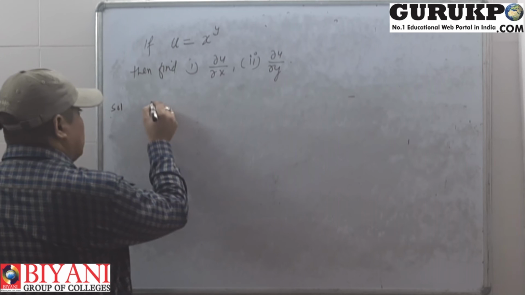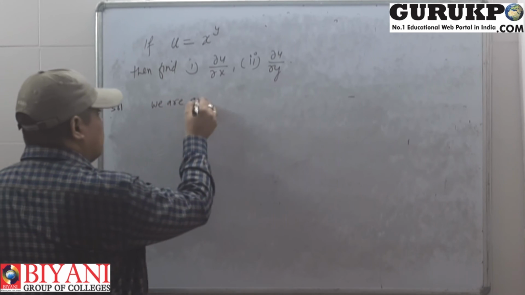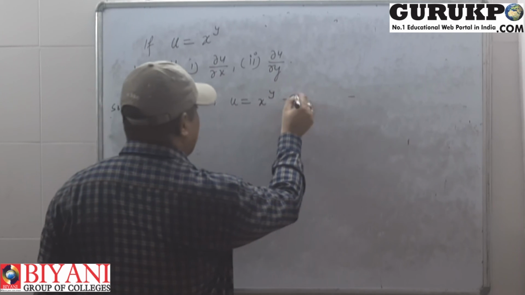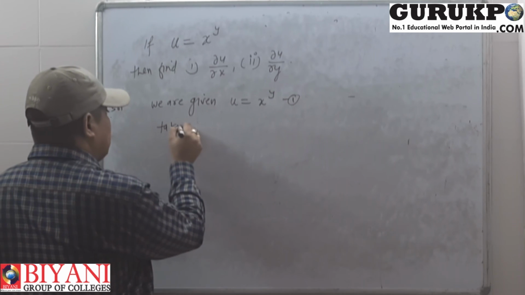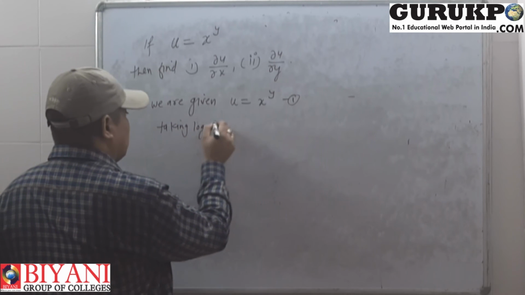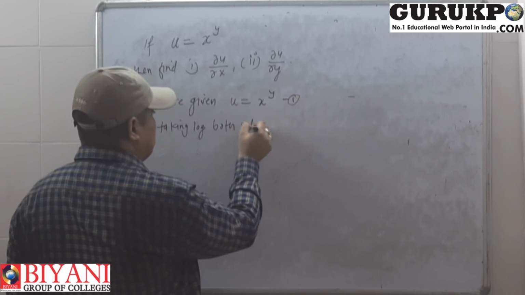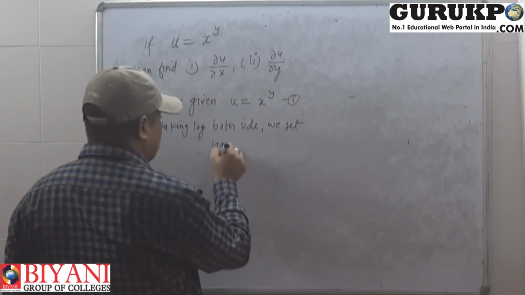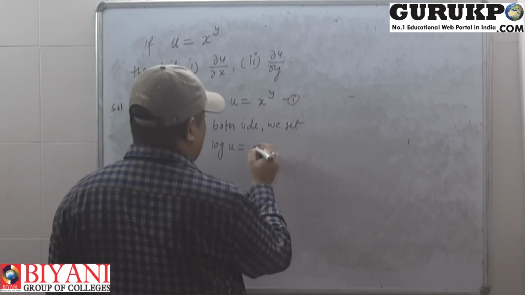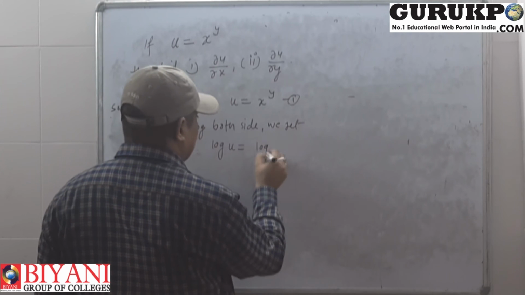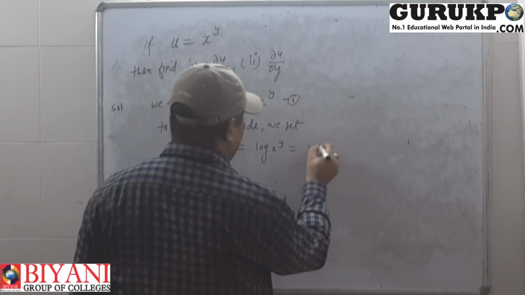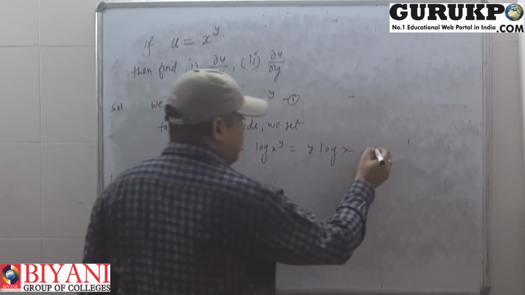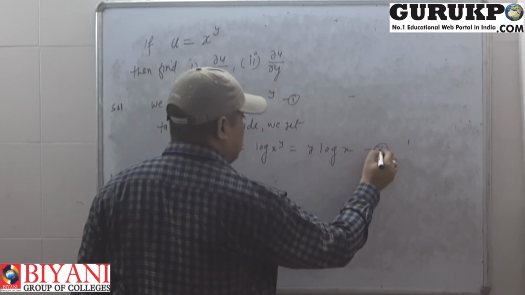So again, we are given u is nothing but x to the power y. This is number 1. Taking log both sides, we get log of u is nothing but log of x to the power y, and it will become y log of x. So it is number 2, or we can say it is number 3.